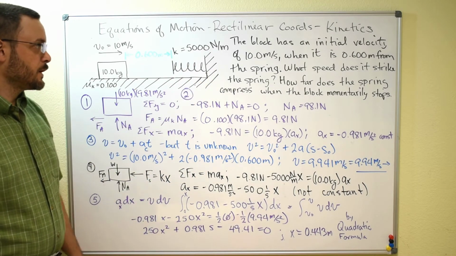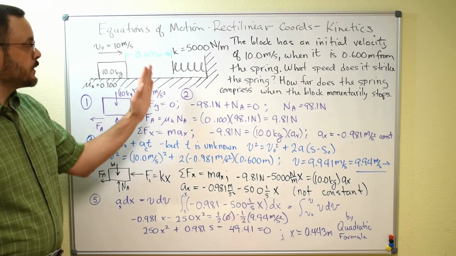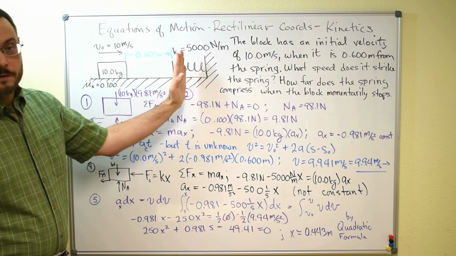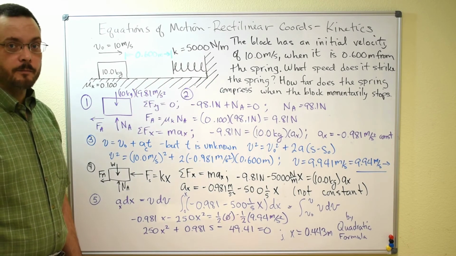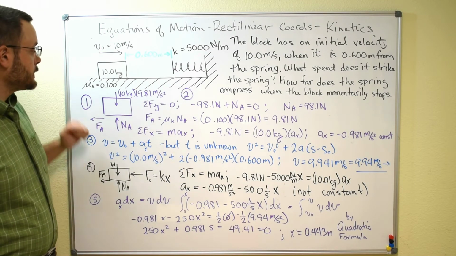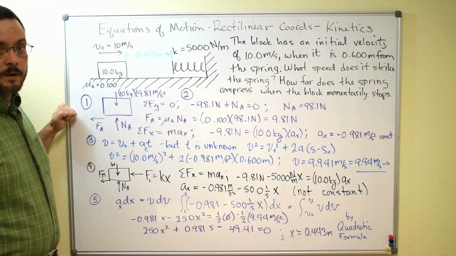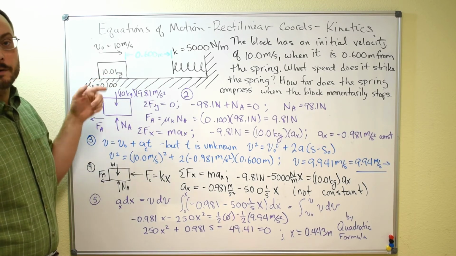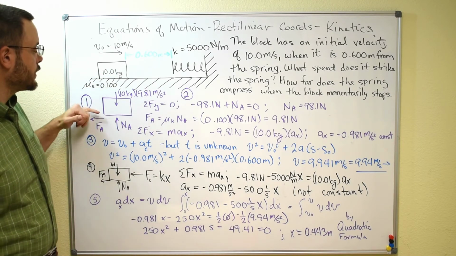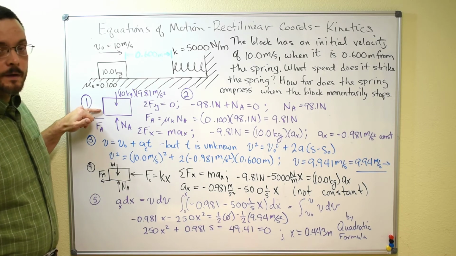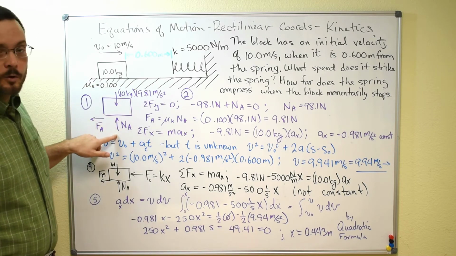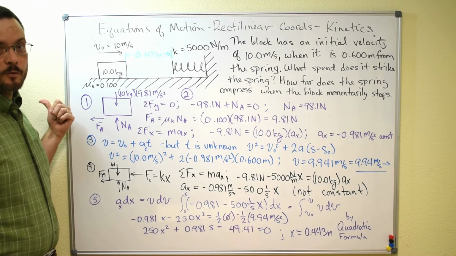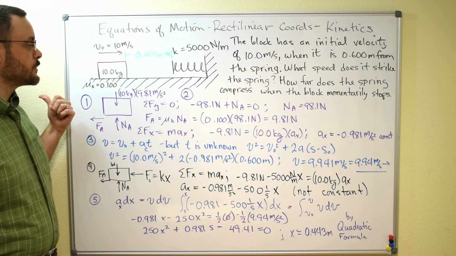So we want to find the speed at which it strikes the spring, and then we want to find how far the spring compresses before the block momentarily stops. So we always want to start with a free body diagram, and now we have two different conditions that we're looking at. So one would be prior to hitting the spring. So we have the box, we have its weight, we have the normal force, and then we have the frictional force going opposite the direction of motion.